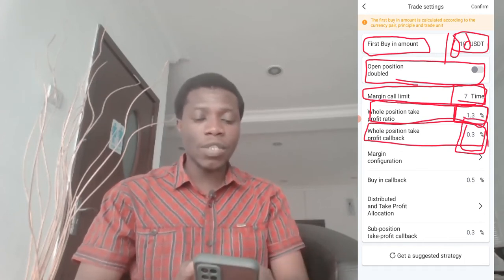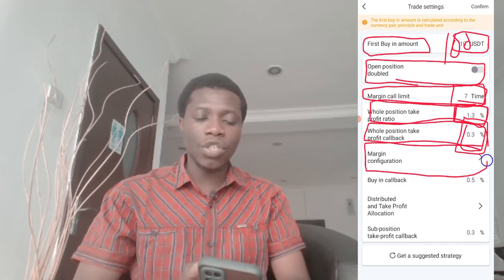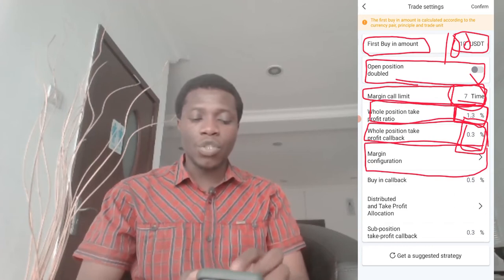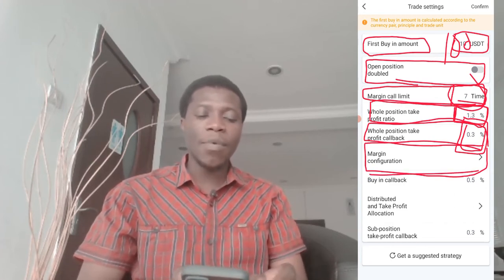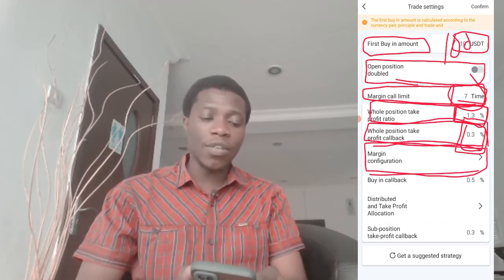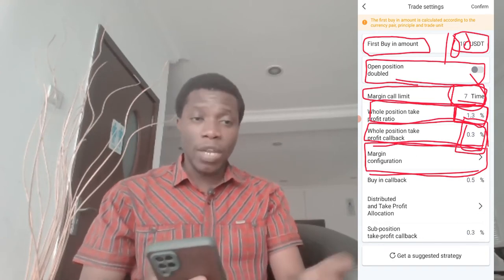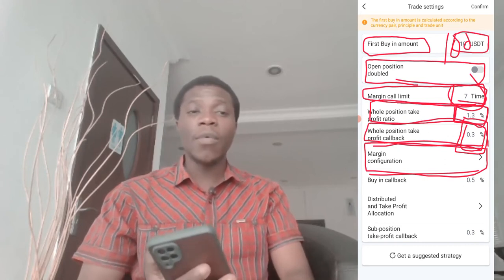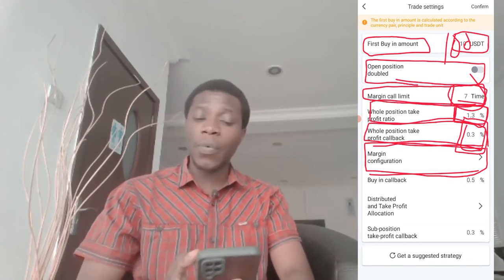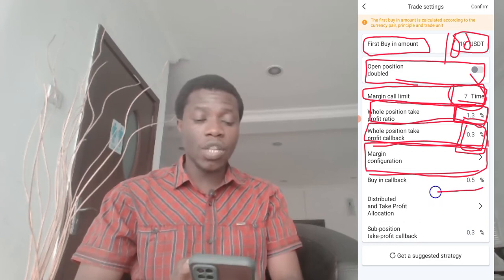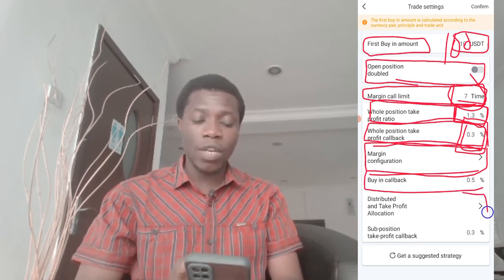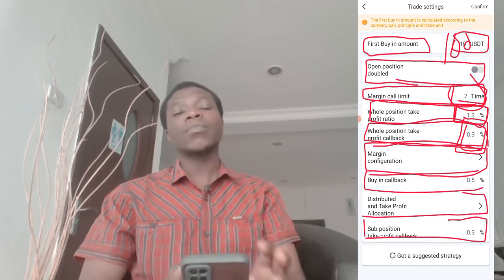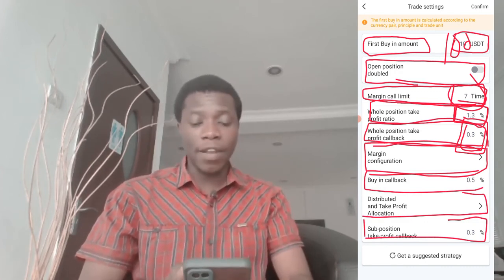Okay. The next one says margin configuration. This is where you're going to do the configuration of your 7 times. What you expect in the first time, because you need to tell the bot when it gets to this point, buy, when it gets to 1.3, sell for me. When you get to this point, buy, when you get 1.3, sell for me. Okay, this one just leave it the way it is, and this one leave it the way it is, and this one leave it the way it is. Okay, very important, very, very important.